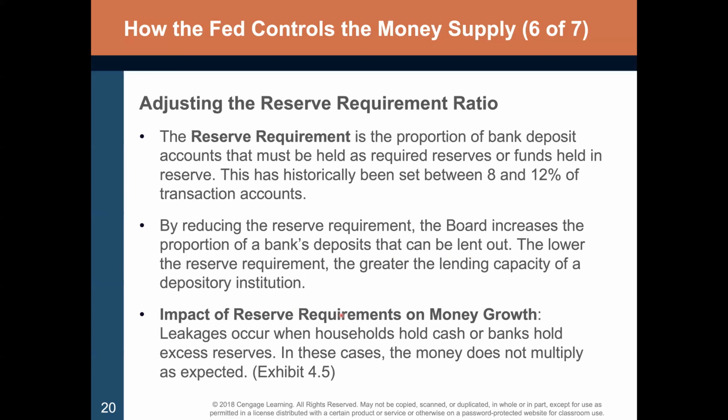So what is the impact of reserve requirements on money growth? Leakages occur when households hold cash or banks hold excess reserves. In these cases, the money does not multiply as expected. This multiplication happens when banks lend money out. That money might be deposited in the bank again, then they can lend it out again, and that multiplies the money. But when households just hold cash, you put it on your mattress, or banks hold excess reserves, it removes the opportunity to have the money multiply.